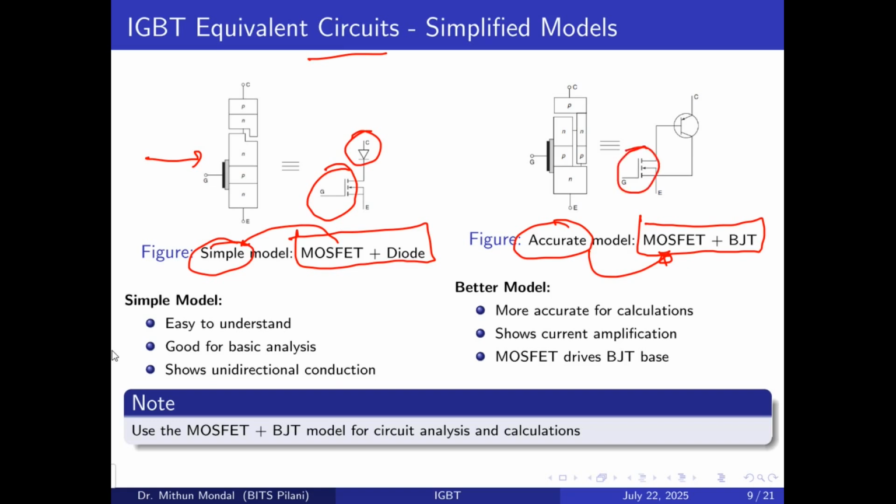Here you have the MOSFET and the BJT. Together it gives a more accurate model. So why is MOSFET plus diode a simple model? Because it is easy to understand, it is good for basic analysis, and it shows the unidirectional conduction. But the accurate model, MOSFET plus BJT, is more accurate in terms of calculations, shows current amplification, and the MOSFET drives the BJT base. We have to note that always use the MOSFET plus BJT model for circuit analysis and calculation, because it is simpler and easy to understand from an academic point of view.